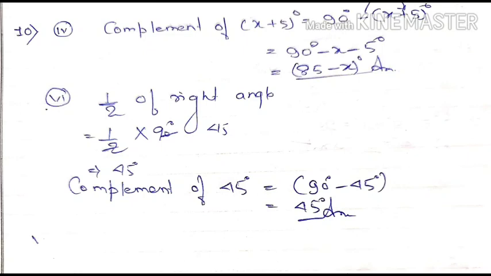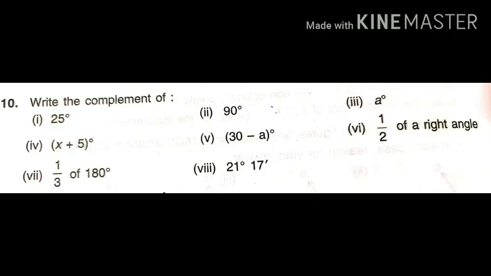Similarly, like question number 6 I have done for you. Find the complement of half of right angle. Half of right angle. Right angle means 90. 45. So complement of 45 is equal to 90 minus 45. 45 degree is our required answer. Is it okay? Check. Number 8, last, that I am going to tell you.